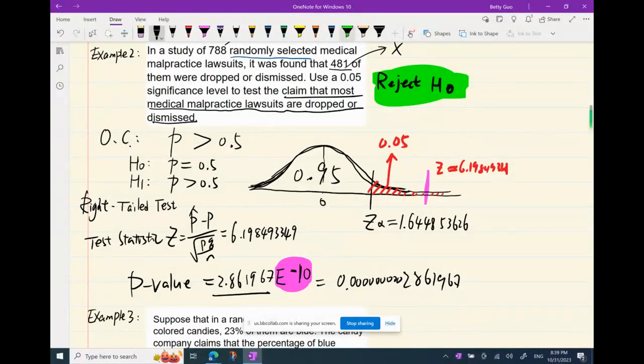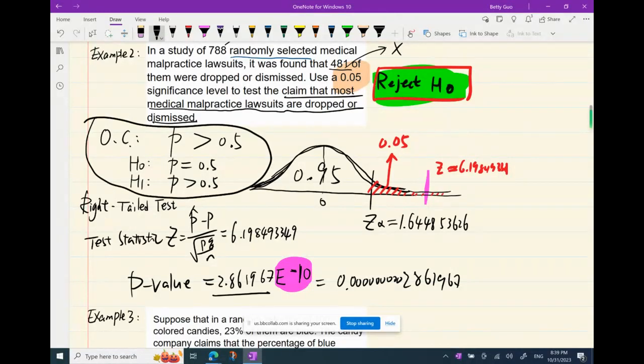Compared with our significance level 0.05, of course the p-value is low. If the p-value is low, the null must go. We would have the same result for H sub 0: we're going to reject the null. Now both methods tell us we need to reject the null. All right, now how are we going to make a conclusion about the original claim?